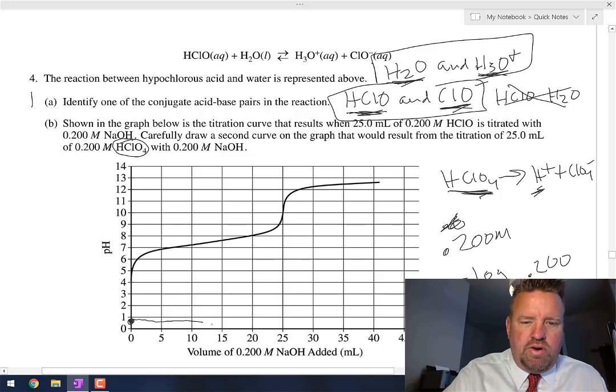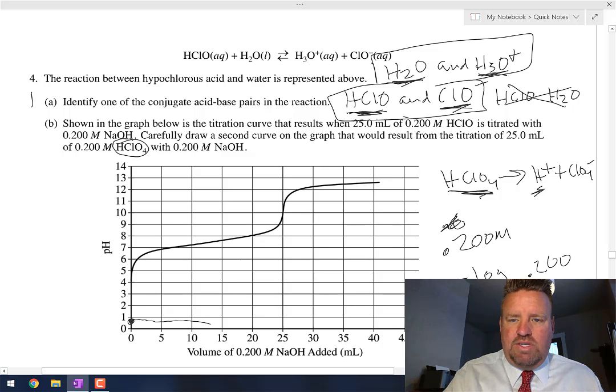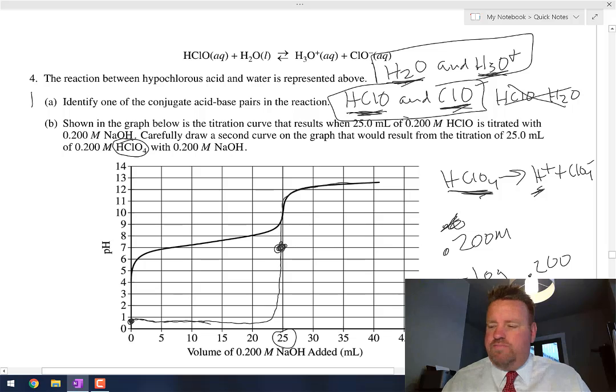It comes over. The equivalence point happens at the same point. So it happened at 25 before. It's going to happen at 25 again. So I'm going to come across, I'm going to come up really quick, and make sure that equivalence point happens. Again, we want that pH at the equivalence point to be right at 7, which it is.